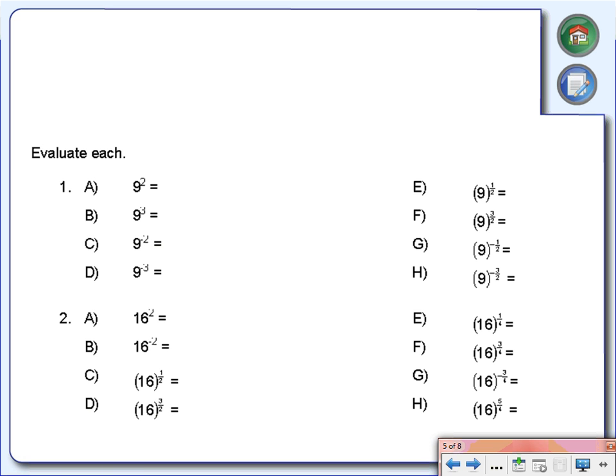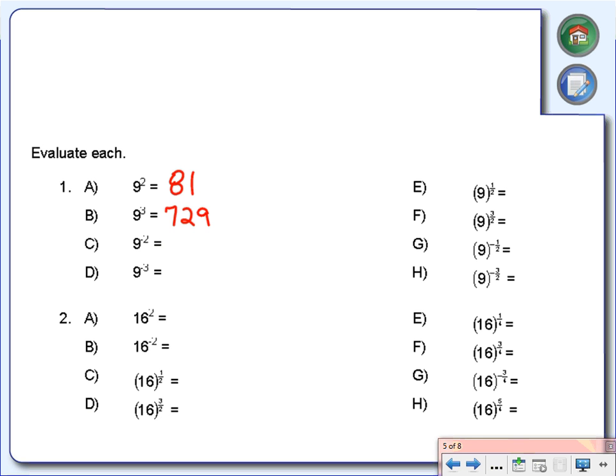So A, I think everybody knows what 9 squared is. What's 9 squared, guys? 81. There's your first answer. 81. B, 9 to the 3rd power. What is 9 to the 3rd power? 729.